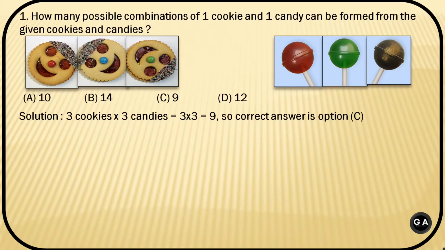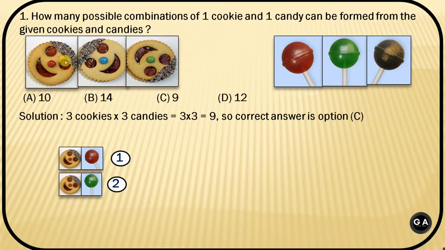But you must be imagining how these combinations have been made. Let's make the possible combination practically. For this, take one cookie and combine with this red candy. Then take this cookie and combine with this green candy. Then again take this cookie and combine with this brown candy. So we got 3 combinations.